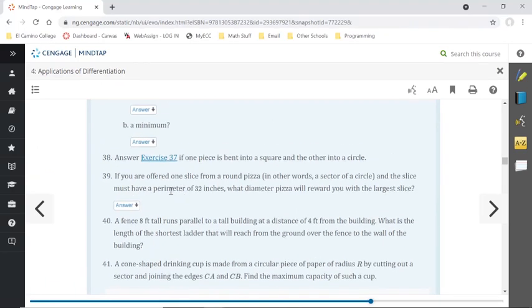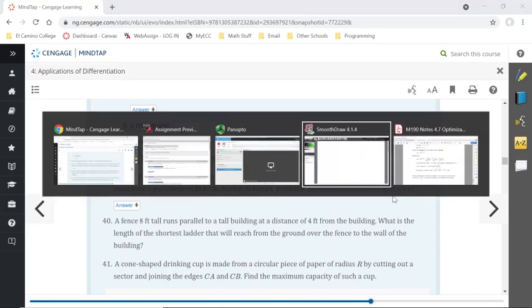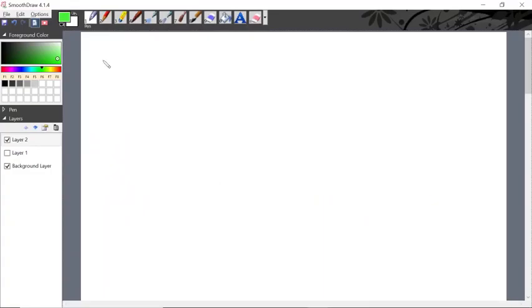So if you are offered one slice from a round pizza, in other words, if you're offered a sector of a circle, and the slice must have a perimeter of 32 inches, so the perimeter is supposed to be 32 inches, that's a constraint, okay. What diameter pizza will reward you with the largest slice? Okay, maybe not a practical example, but nonetheless entertaining, I guess.